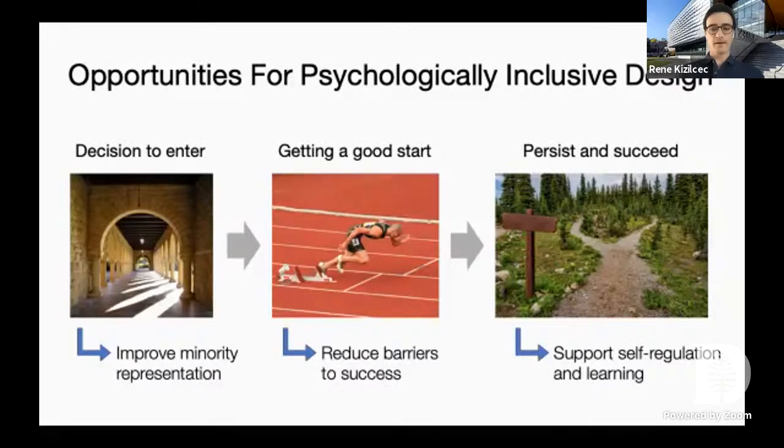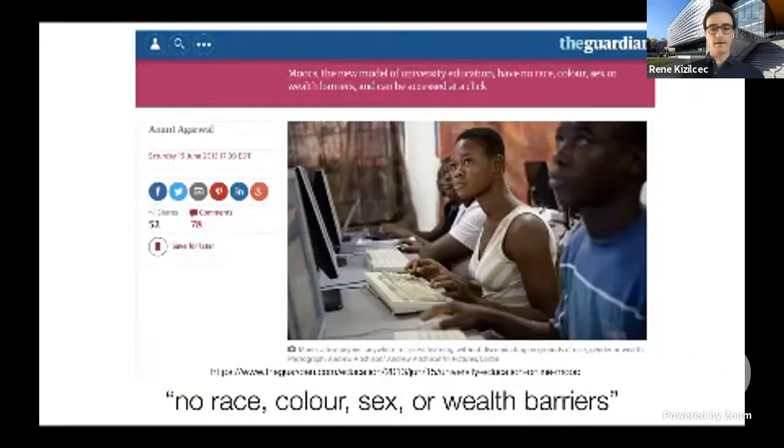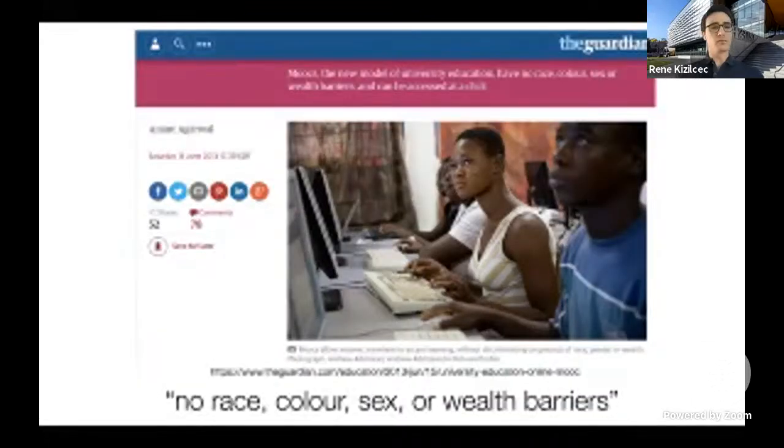Now, work on diversity and inclusion in online learning environments has received some attention when MOOCs became a big deal, right? This is an article from 2013, where Anant Agarwal, the CEO of edX, claimed that there are now no race, color, sex, or wealth barriers because MOOCs allow everybody to access content at a click.